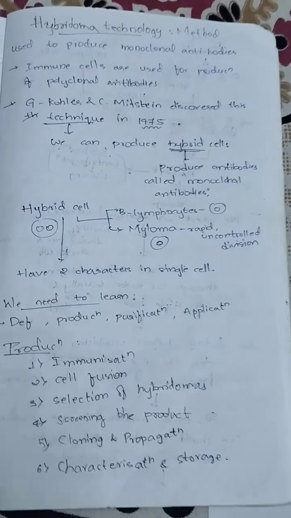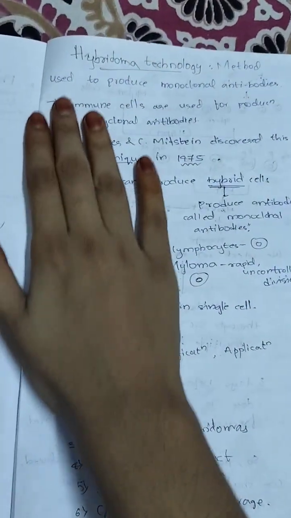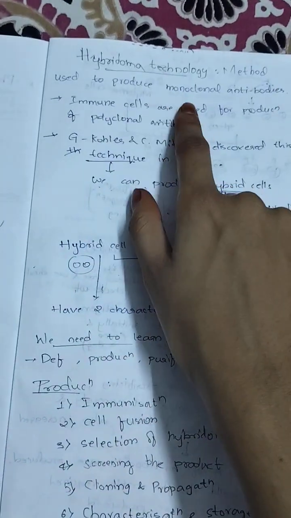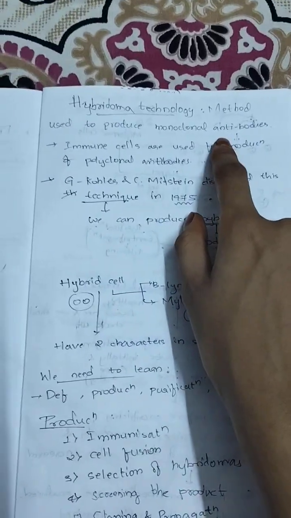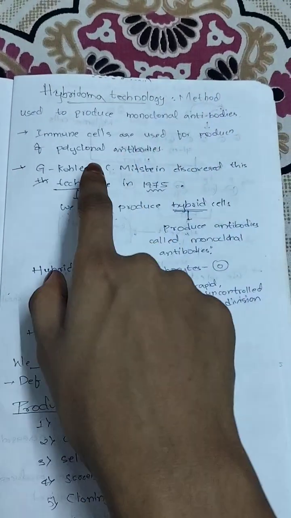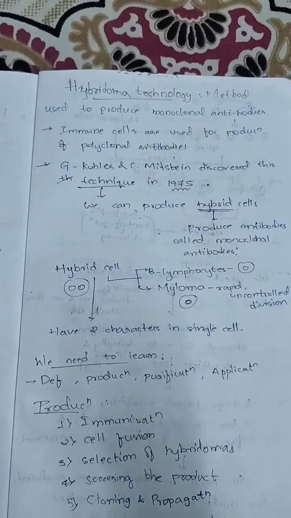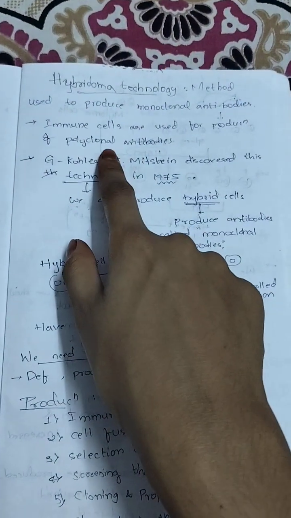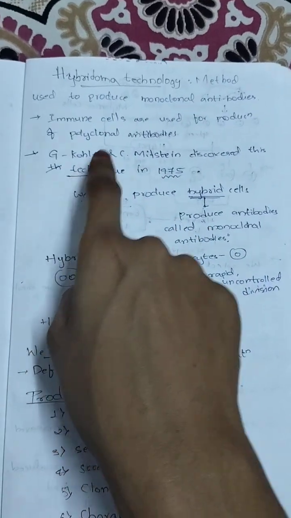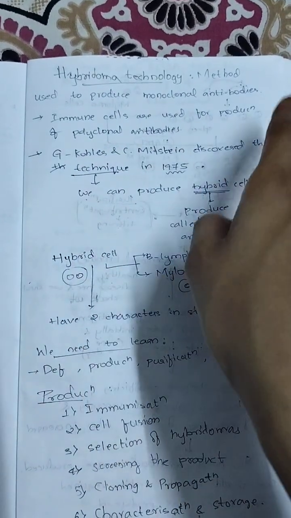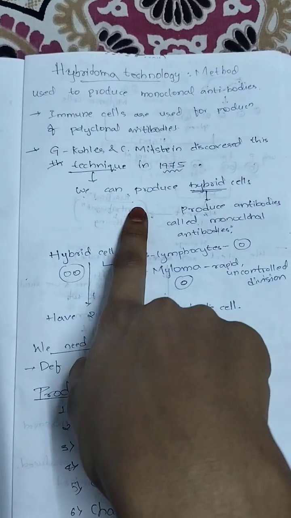And now we will revise it again, faster. Hybridoma technology is nothing but a method used for the production of MABs. If we use immune cells for the production, they are called polyclonal antibodies. G. Kohler and C. Milstein discovered this process in 1975.